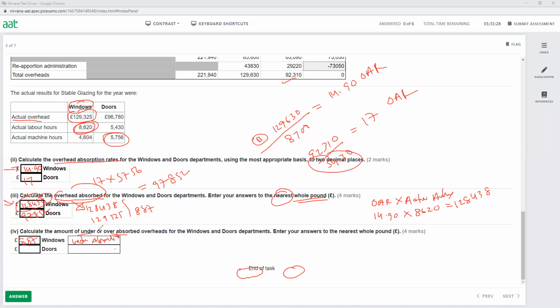The next one, we do the same way for the door. So the door, I have 97,852, and we have actual 96,780. So the difference is 1072, and this is over absorbed because I absorb more. I absorb 97, but actual is 96. So that's how we're going to calculate over and under absorb. This question is very common in the exam. So make sure you revise well. So if this comes in the exam, you can do it very well. All right, so let's move to our next question.